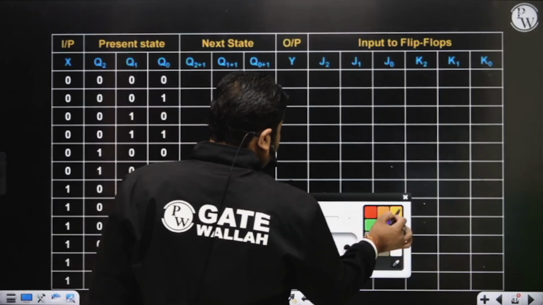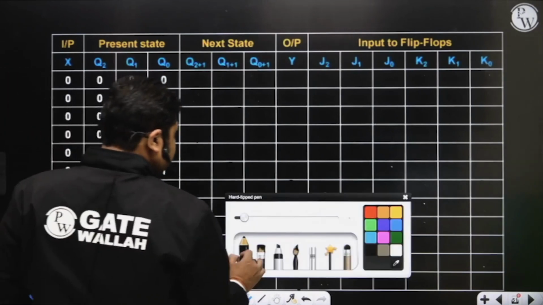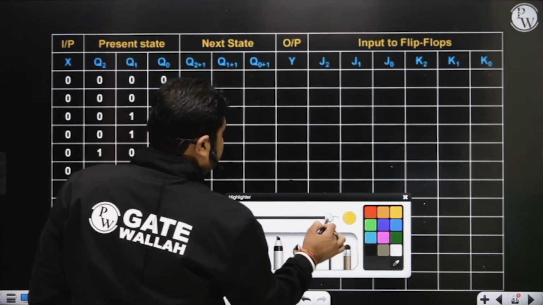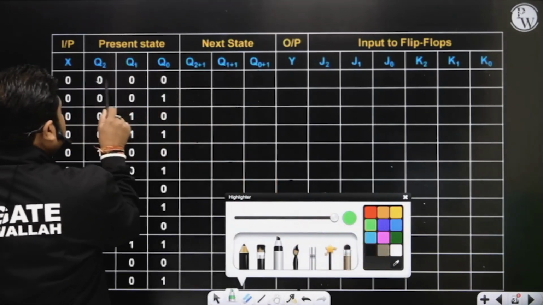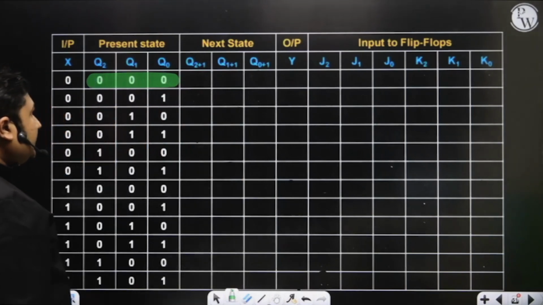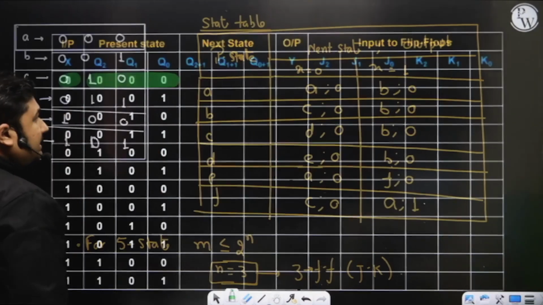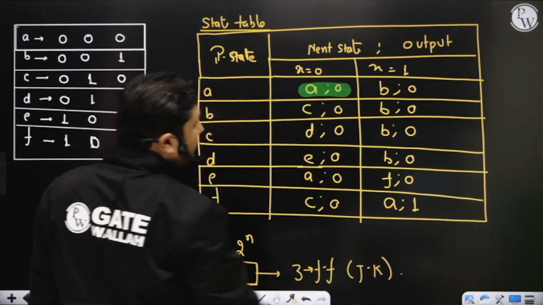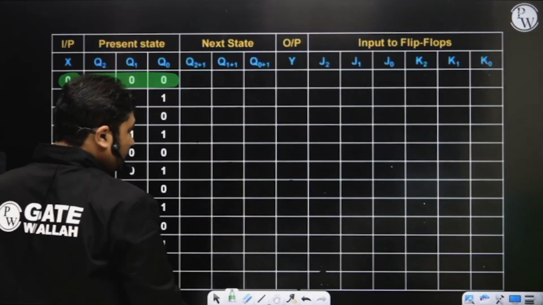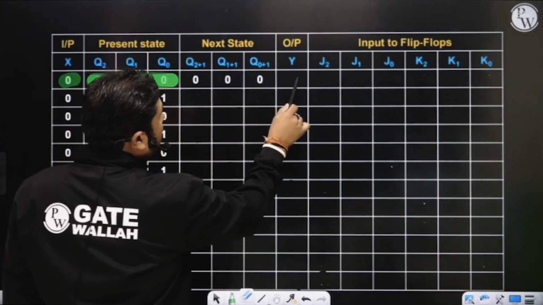Depending upon that, we need to write the next state. So what is the present state? The present state is state A. For state A, if x is equal to 0, what will be the next state? Next state is A, that is 0 0 0, and output is 0.